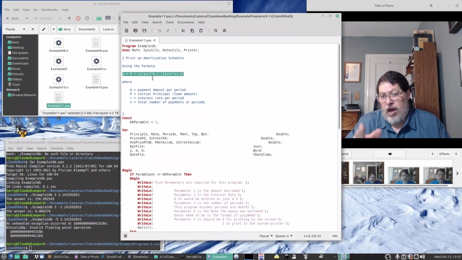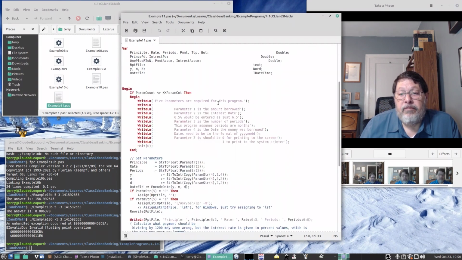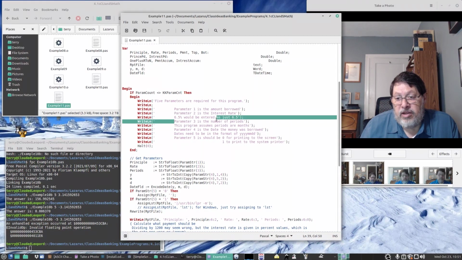In COBOL, we would have typed in something very similar to that in a compute statement, and it would have been nice and pretty. In Pascal, you have to jump through a few more hoops. It is doable in Pascal, and I have done it here. The program is going to expect some values. First is going to be the amount borrowed. Second parameter is going to be the interest rate. And the third is going to be the number of periods.